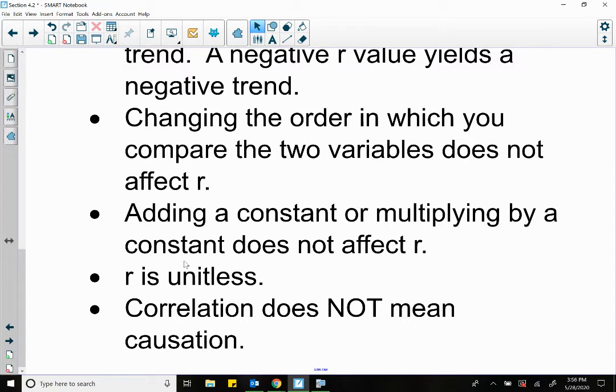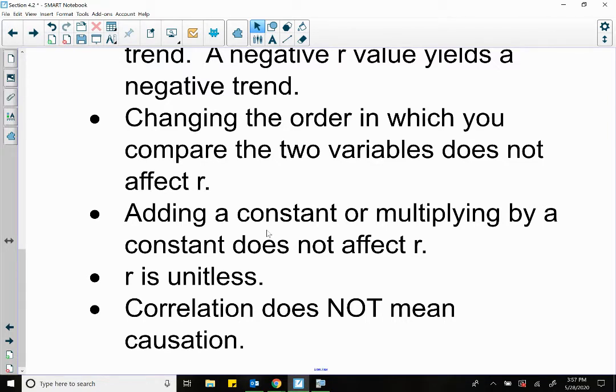So I can add a number to every x value, and it's got to be the same number. So if every x value gets added the number 2, the R value will still be the same as if we didn't add the number 2. If I take every y value and multiply it by 5, that's going to give you the same R value as if we didn't multiply by 5. That's what this is meaning. And I'll show you how it works here in a second.